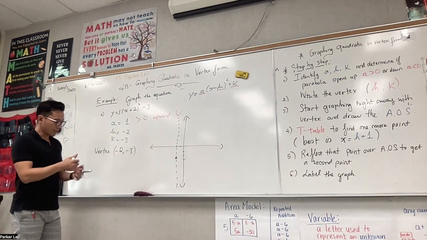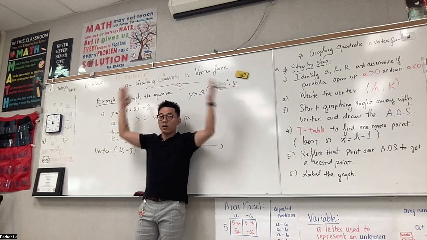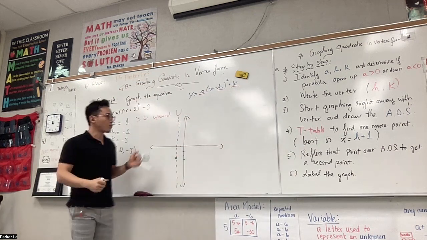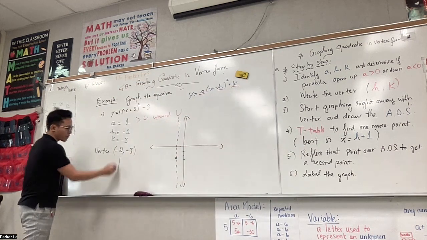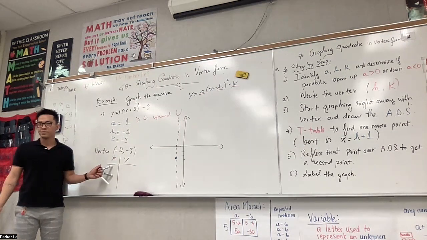All right. So I know it's going to be upward. It's going to look like this or this, but I don't know how big it's going to be, right? I need one more point. How do I get one more point? T table. All right. Here is the difference.